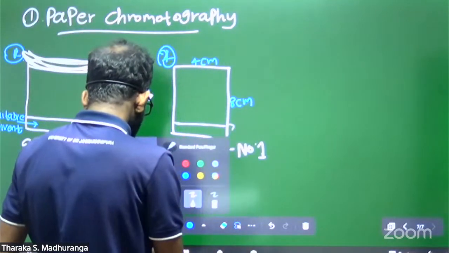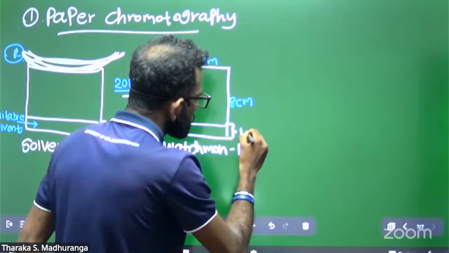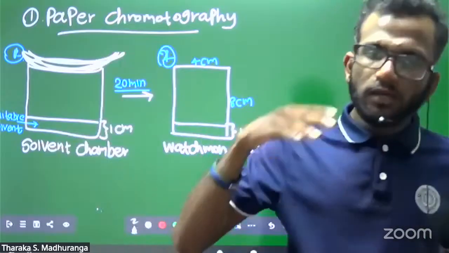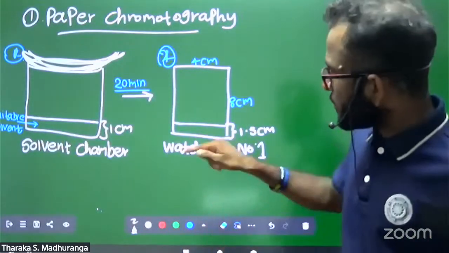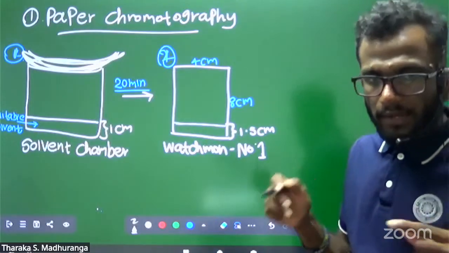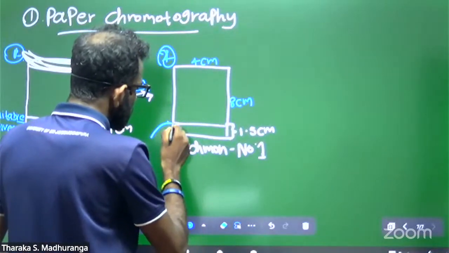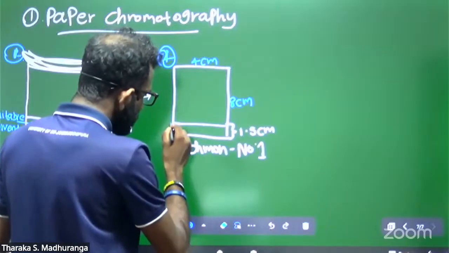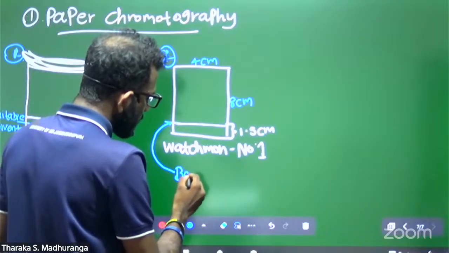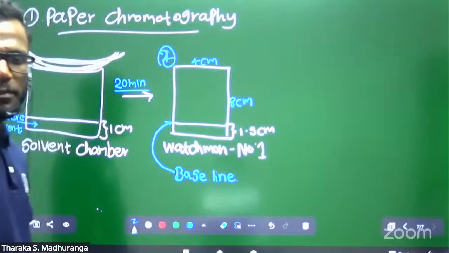Draw a very smooth line 1.5 centimeter above the lower end. This measurement is very important. Above the bottom end by 1.5 centimeter, you need to draw a line that we call the baseline. That's the baseline.